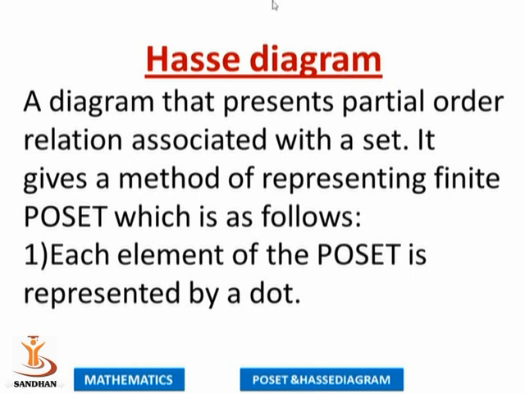Okay. So here is our next topic. We know what a poset is here, and what a linearly ordered set or chain is. Now the Hasse diagram is a diagram that presents the partial order relation associated with a set. That means we are given a set with a relation, and if it is a poset, we can show it in a diagram.